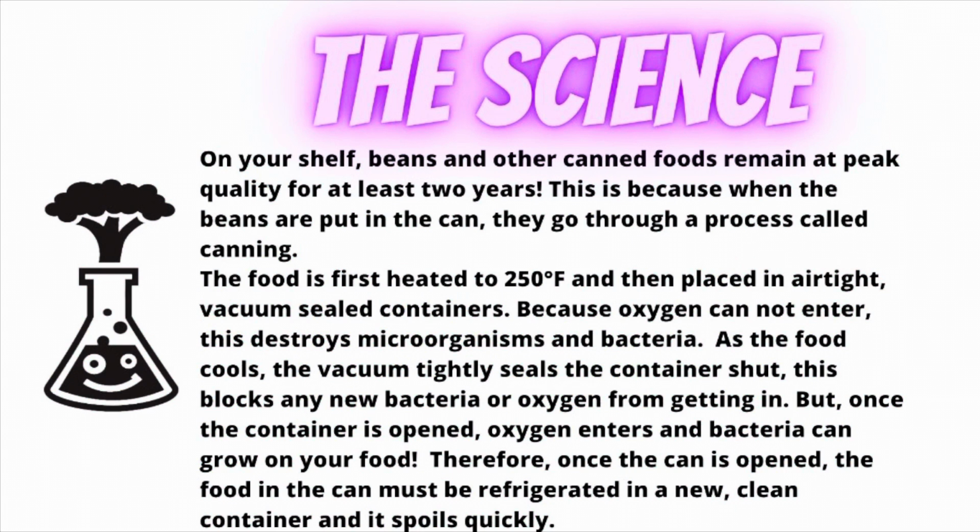So here's the science. On your shelf, beans and other canned foods remain at peak quality for at least 2 years. This is because when the beans are put in the can, they go through a process called canning. Food, in this case the beans, is first heated to 250 degrees Fahrenheit and then placed in airtight, vacuum-sealed containers. Because oxygen cannot enter, this destroys microorganisms and bacteria. As the food cools, the vacuum tightly seals the container shut. This blocks any new bacteria or oxygen from getting in.